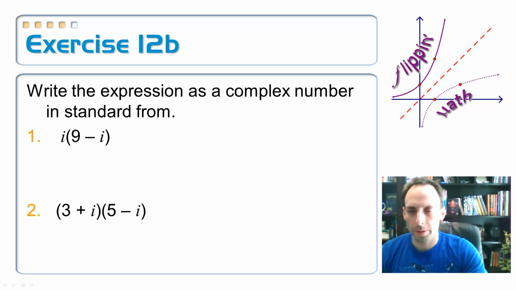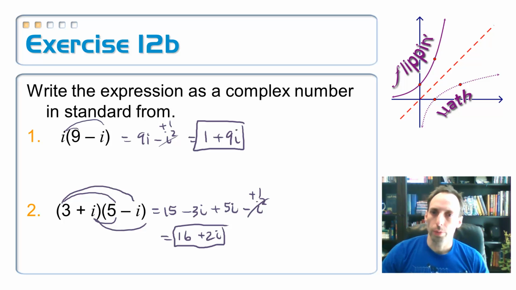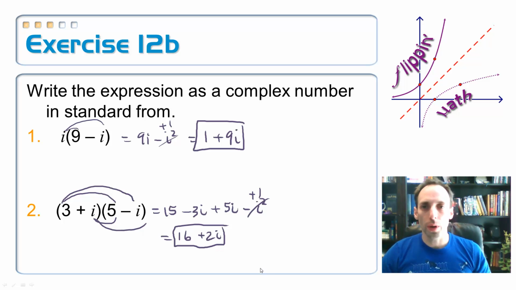And we're back. Answers. Okay, there we go. So the first one, distribute through: 1 plus 9i in standard form. Remember, real part first, then the imaginary part. Doing some FOIL business up on number 2: 16 plus 2i.